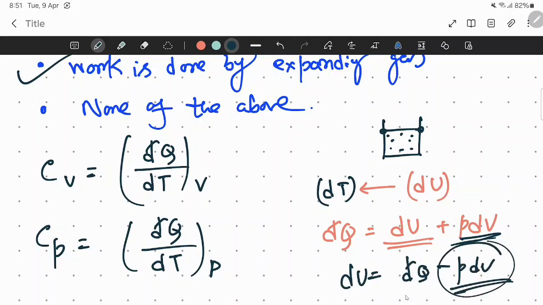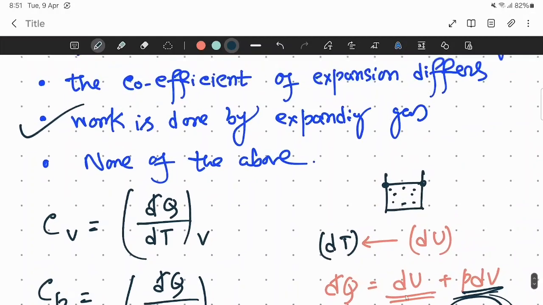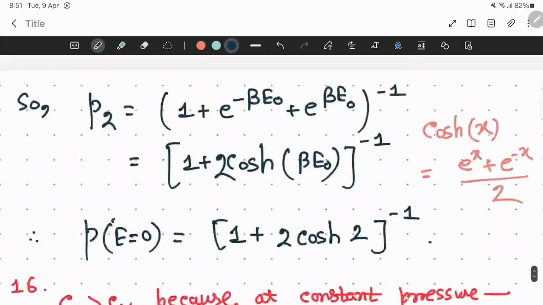So this amount of heat is used in work done, so that is not utilized to increase the internal energy. But you want to increase a certain amount of du, then only the temperature will be increased by 1 degree. That's why you also add that extra amount of heat to compensate for the work done. Then only the temperature will be increased by 1 degree. So work is done by expanding the gas. That is the correct option.